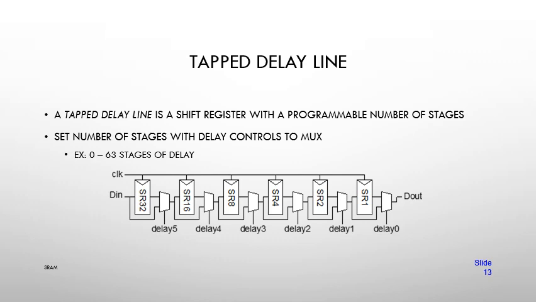Tapped delay line. A tapped delay line is a shift register with a programmable number of stages. Set the number of stages with delay controls up to the max. For example, 0 to 63 stages of delay, with 32 delays shown here.